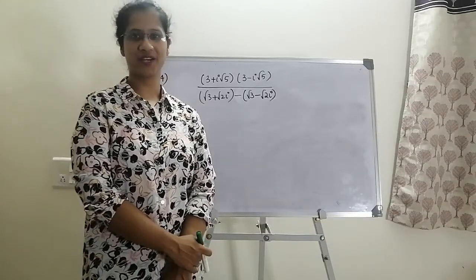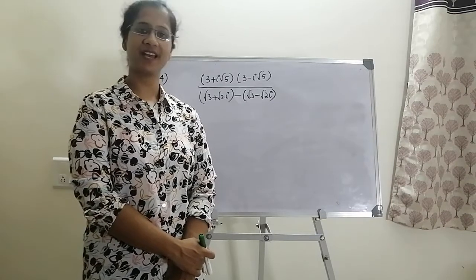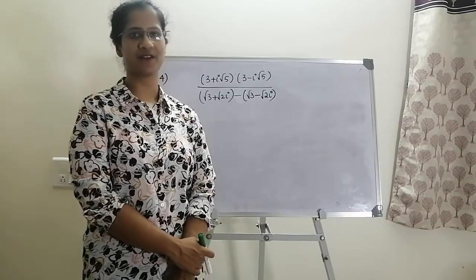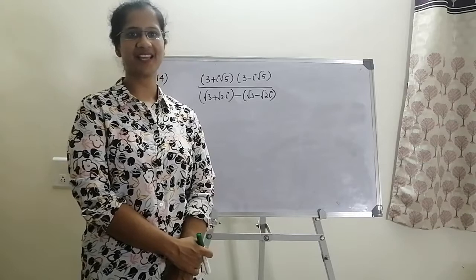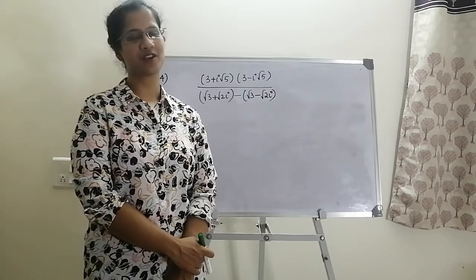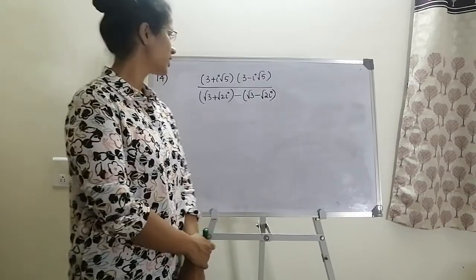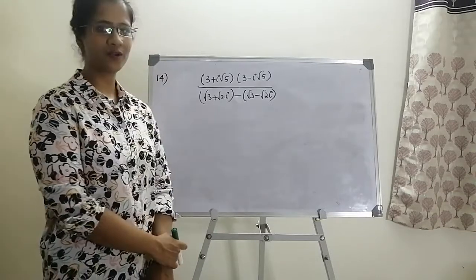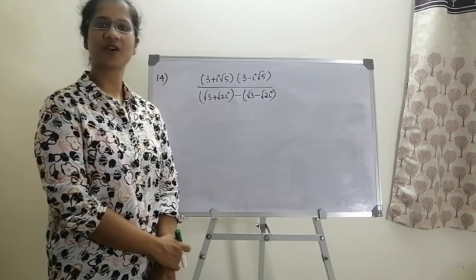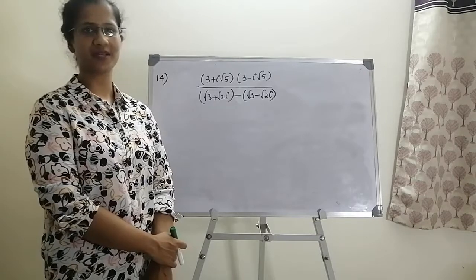So today in this video, we would be doing the last problem of exercise 5.1 NCERT complex numbers of class 11. Okay, so the question is already put up on the board. So this question we have to convert it in the form of a plus ib.